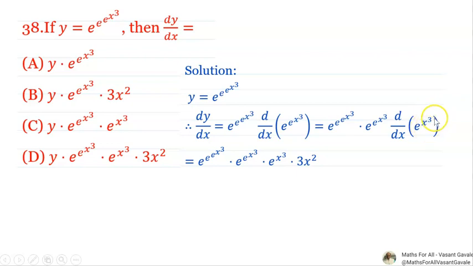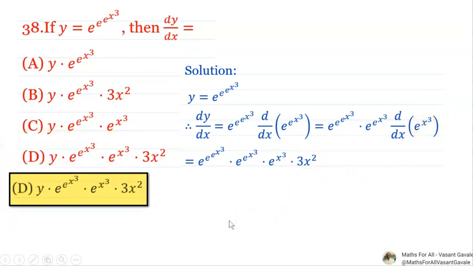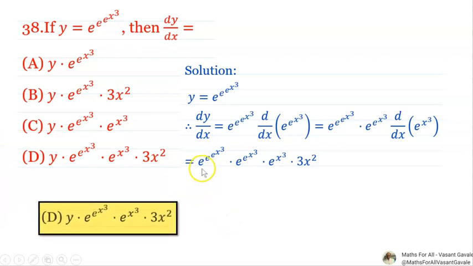Then find the derivative of x cube, which is 3x square. Okay, and in this way you will get here. But what is here? This term is nothing but the y. That is y into e raised to x cube into 3x square. That is option D is the correct one. Okay. Now the next question.